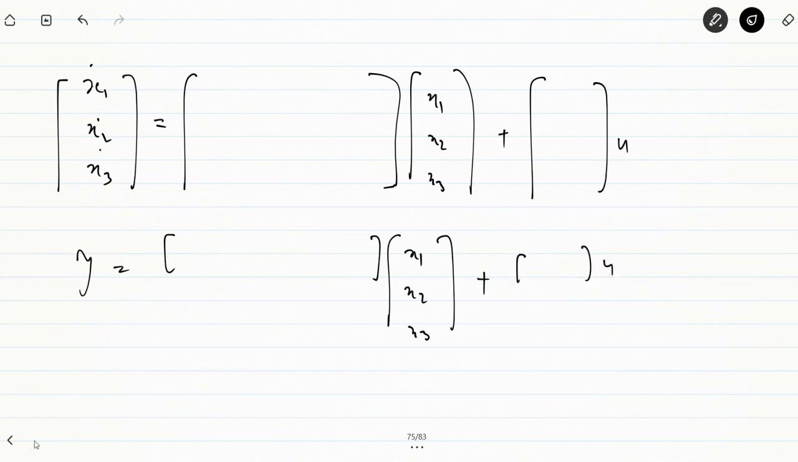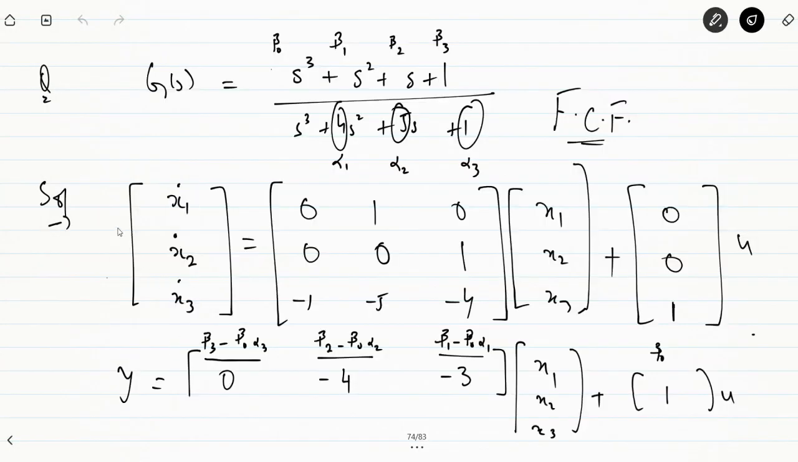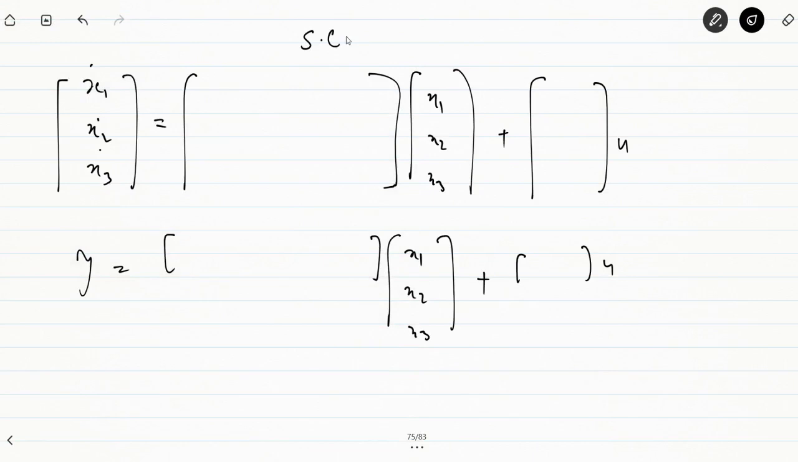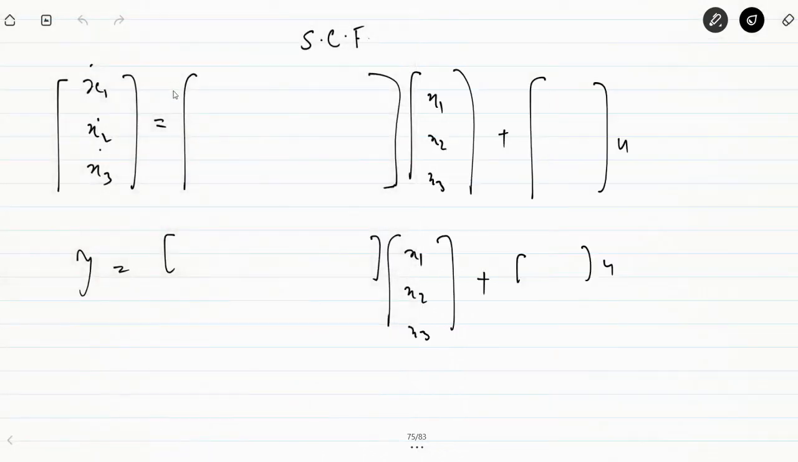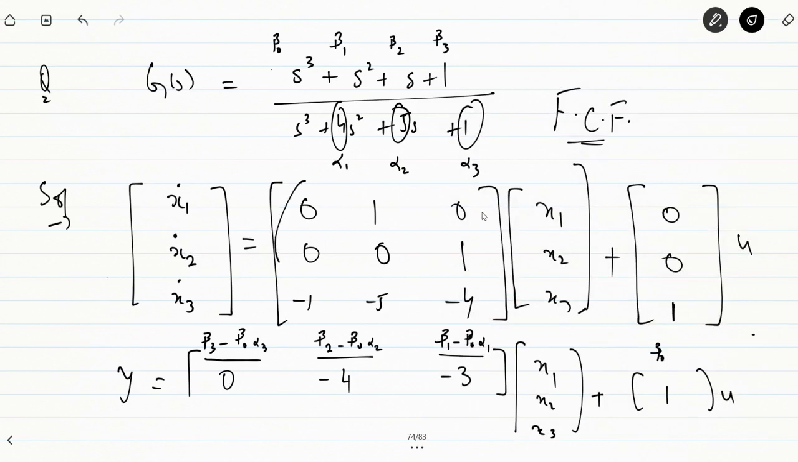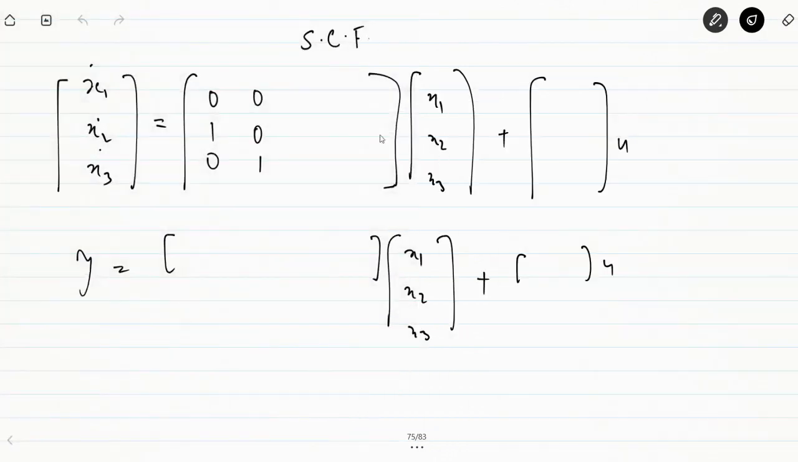Okay, so this is the first companion form that we had derived. We want to derive its second companion form. So what will the second companion form be? The A matrix of the second companion form will be the A matrix of the first companion form, but the transpose of it. So if here it is 0 1 0, 0 0 1, the second companion form will be 0 1 0 0 0 1. The transpose of this particular matrix is 0 1 0 0 0 1 minus 1 minus 5 minus 4.